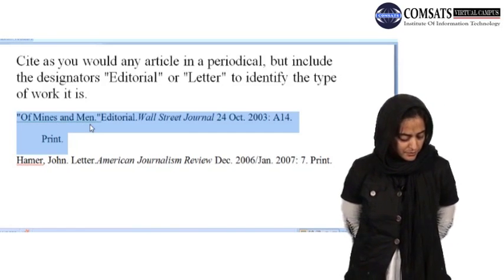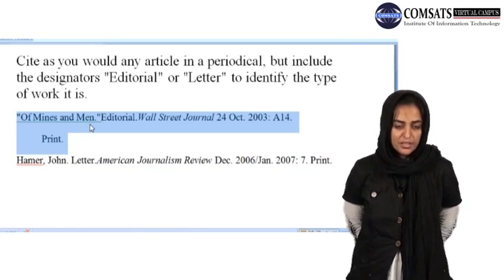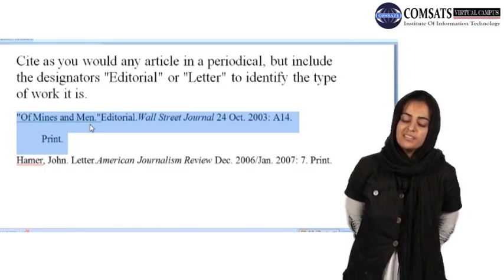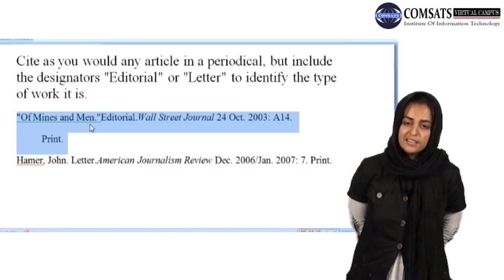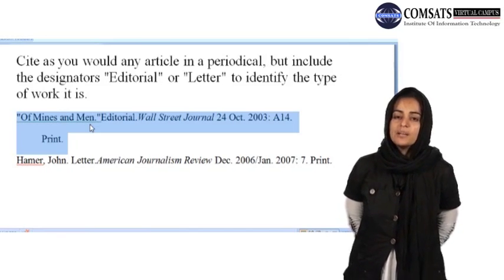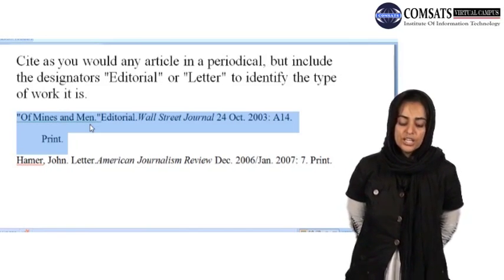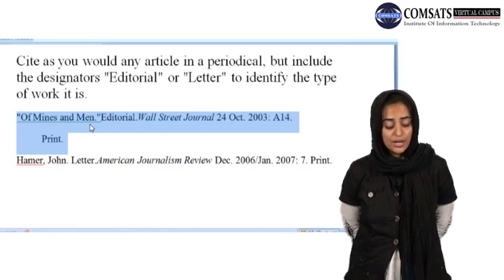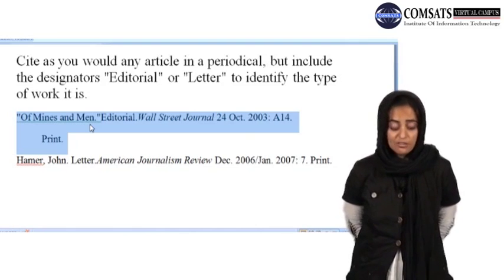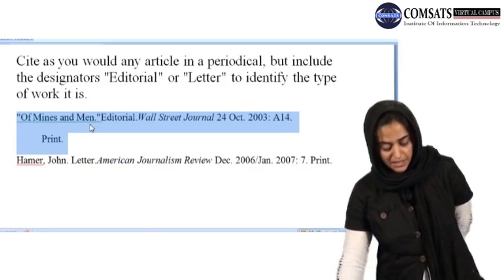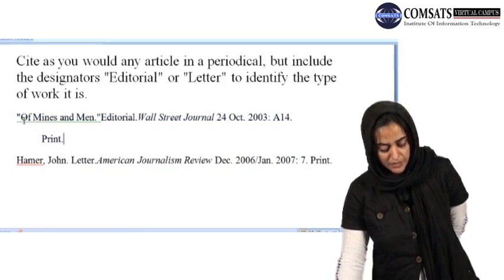Normally you can see whenever you open up the newspaper, the editorial is simply without any author's name. It's the editorial of the newspaper, written by the editors, but whenever you will be creating the detailed reference through MLA referencing style for an editorial, you will begin with the title of the editorial. And over here the title of the editorial is, as you can see on the screen, "Of Minds and Men," in inverted commas.